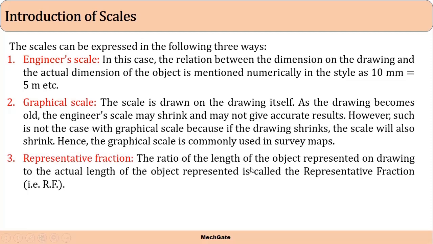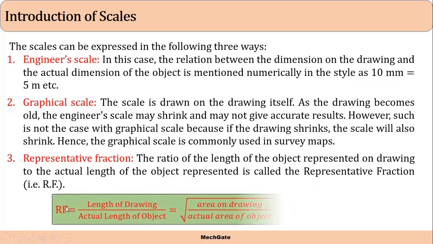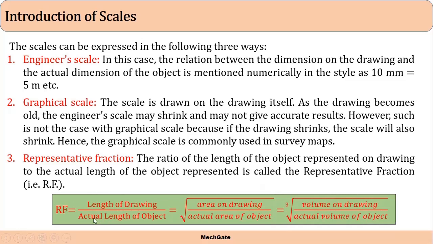It is the ratio of the length of the object represented on the drawing to the actual length of the object, and it is called a representative fraction. So RF is equal to length of drawing divided by actual length of object. If we are dealing with area, then RF becomes the square root of area on drawing divided by actual area of object. And if we are dealing with volume, then RF is equal to the cube root of volume on drawing divided by actual volume of object. You have to remember this formula.